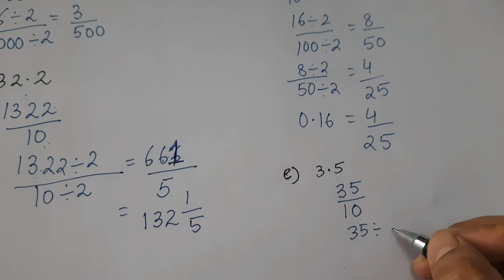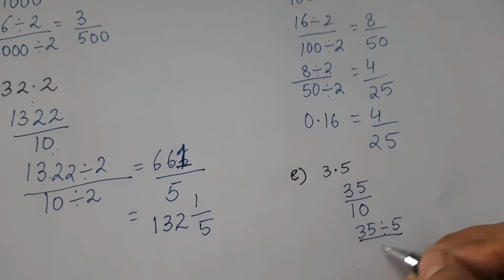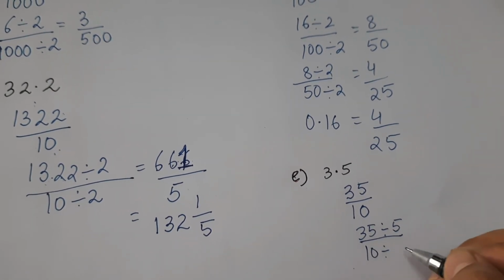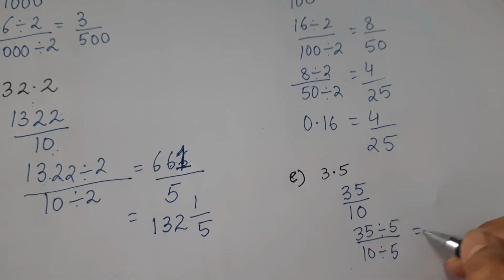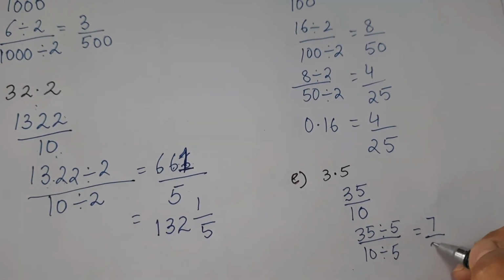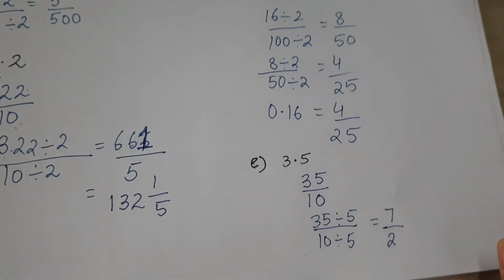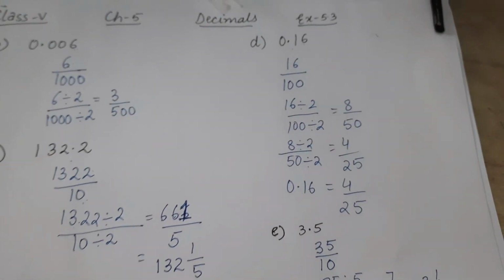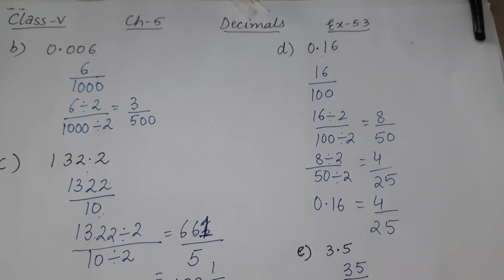Which is the common divisor of these two? It is 5. So it will be 35 divided by 5 and 10 divided by 5. So it will be 5 7s are 35, 5 2s are 10. So this is the lowest form of 3.5. So this is question number 3 of exercise 5.3.